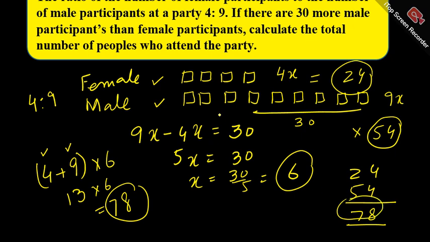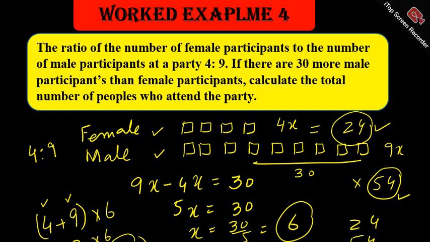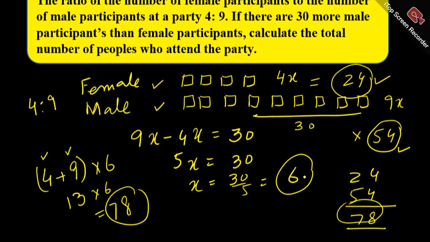Either you can first find the female members separately, we get 24, and then the male members, and then we get the total number of people who attended that party. Clear? So now come to the next question. This we solved, and that is the worked example number 4 from your book.